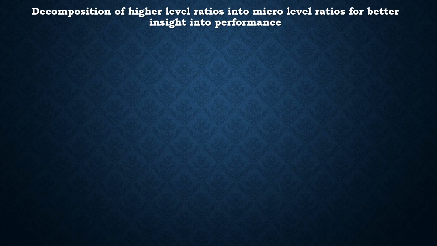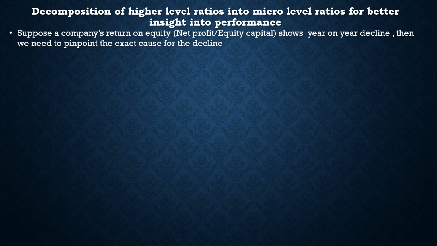Now let's examine how to decompose higher level ratios into micro level ratios to get better insight into the company performance. Suppose a company's return on equity, that is net profit by equity capital, shows a year-on-year decline. Then we need to pinpoint the exact cause for the decline.